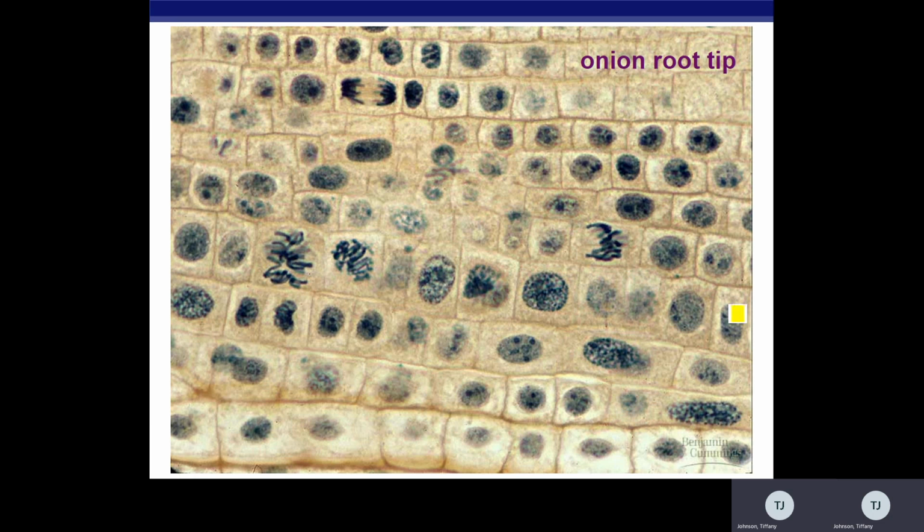So, help me out. Let me see if you guys were listening. Where would you say this cell is? Your choices are interphase, prophase, metaphase, anaphase, or telophase. You say pro? You're close. It's before pro. What's before pro?